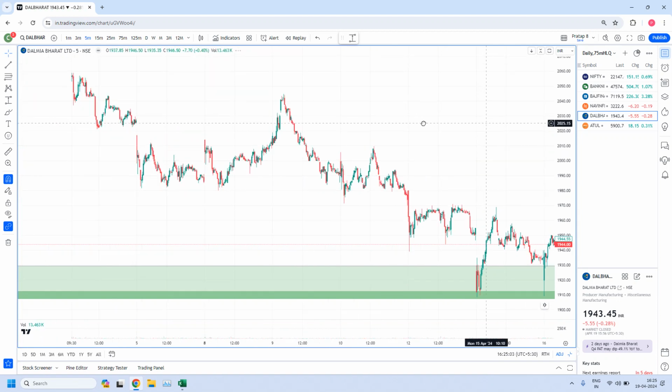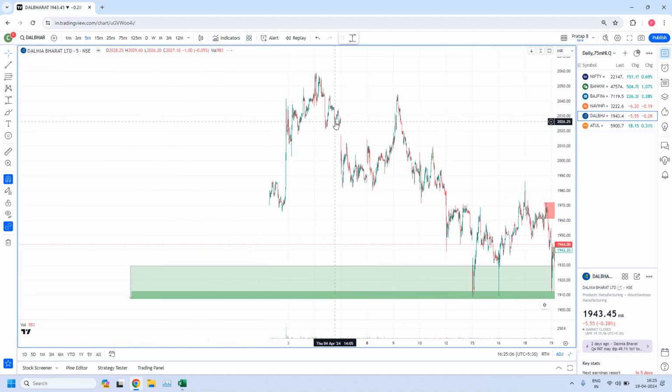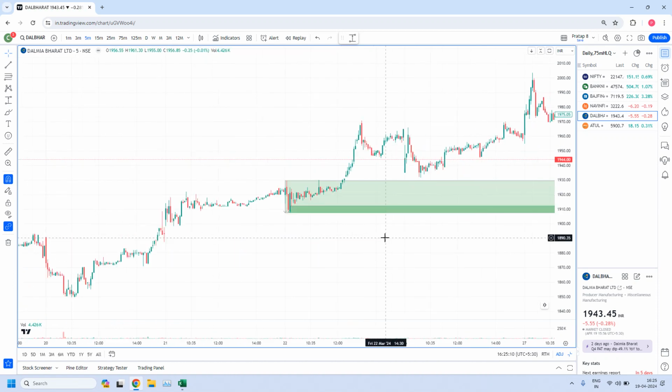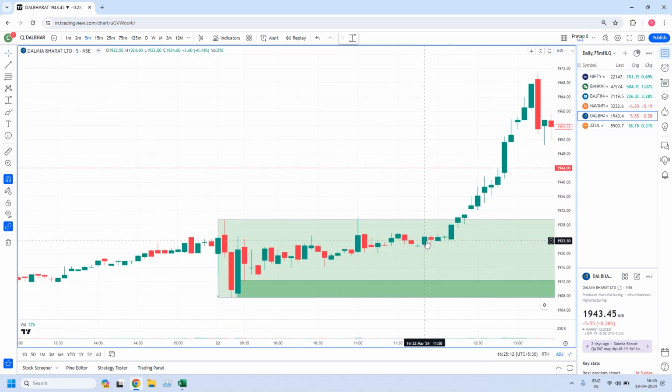So at 5 minutes also you don't have structure. Then how did we plan the trade? See, what about here? Here also there is no 5-minute zone. This is a drop candle, this is a rally candle. Where is the base candle in between?